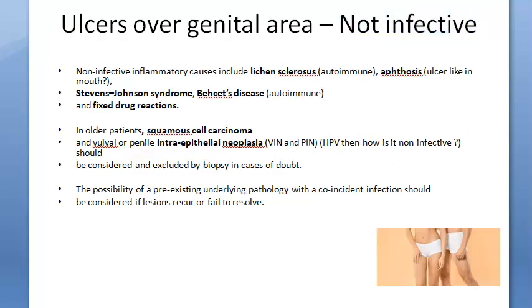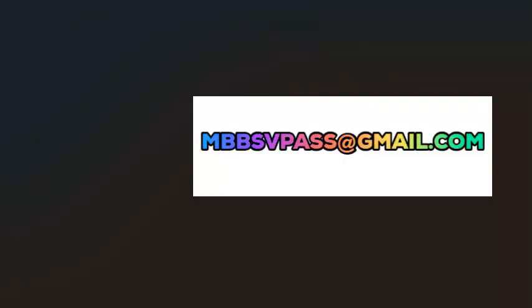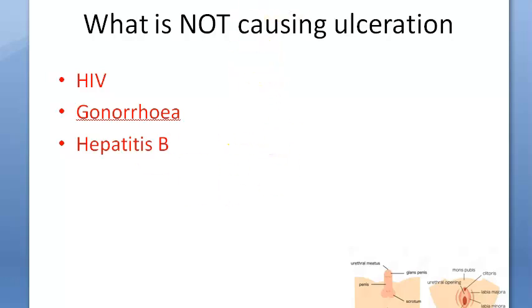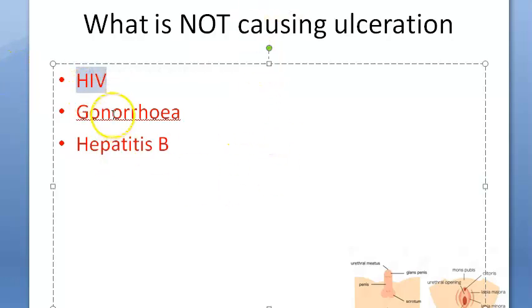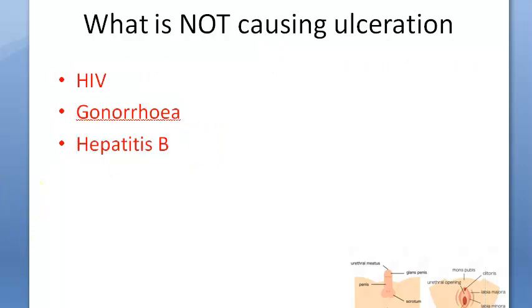What you should know first is what does not cause ulceration. HIV, human immunodeficiency virus, they have not mentioned ulceration as such. Gonorrhea, they have not mentioned that it causes ulceration. Hepatitis B also, it affects the liver, right? So you got what doesn't cause genital ulcers. I just want you to pay attention to that. Now let's go back to those listed causes that you will write for exam.